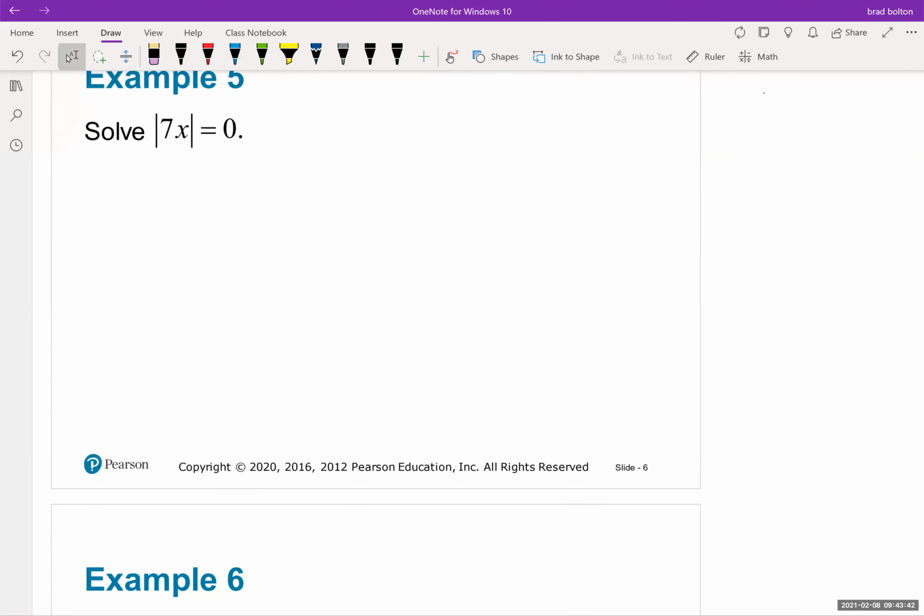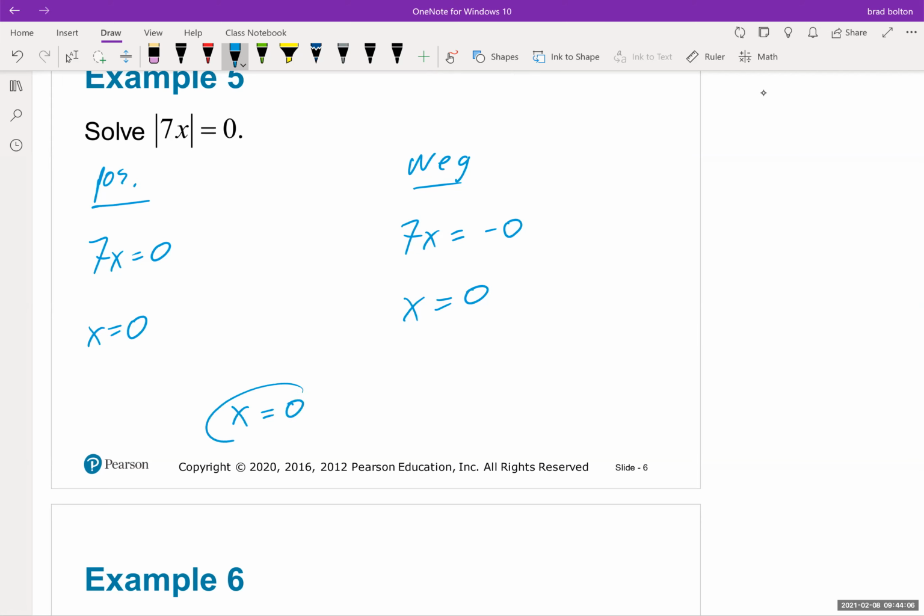Sometimes you have a situation where your absolute value equals 0. In these cases, you do not have two answers. If we do the positive version and the negative version, we have 7x equals 0 and 7x equals -0. But -0 doesn't make sense. It's just 0. So we end up with x equals 0 and x equals 0. So our solution is x equals 0.